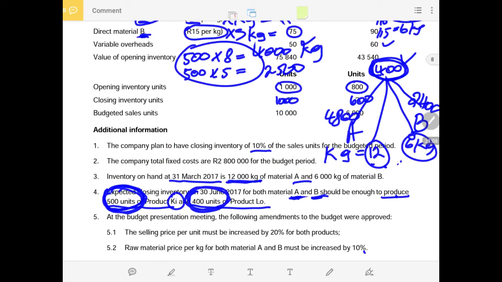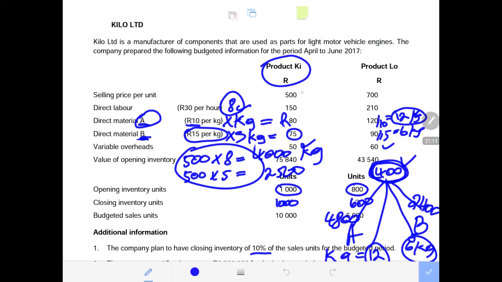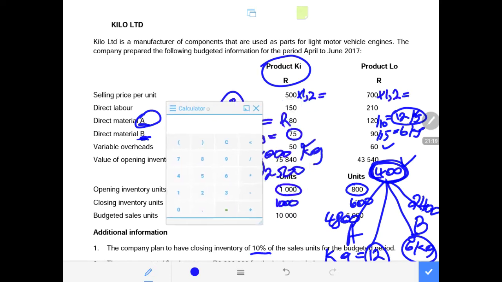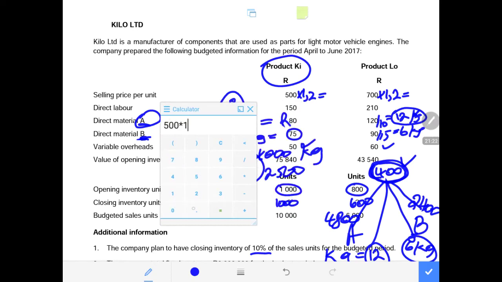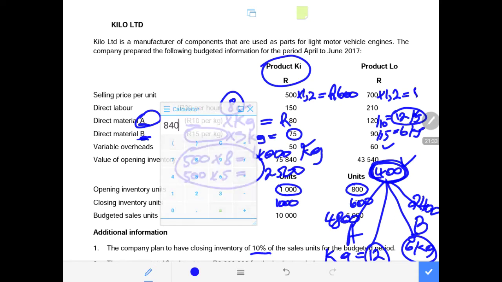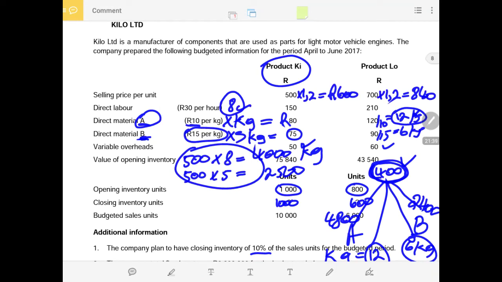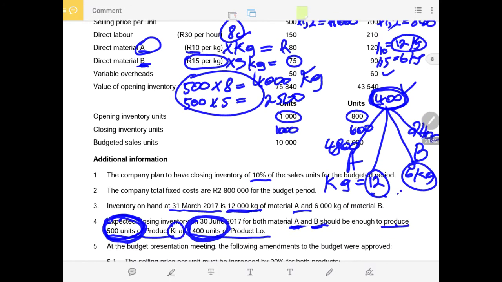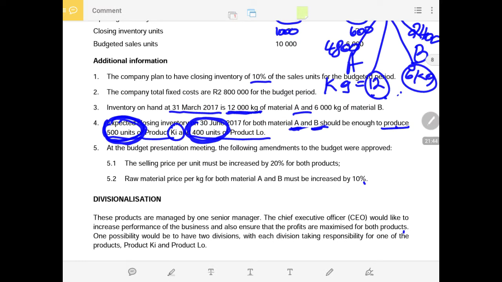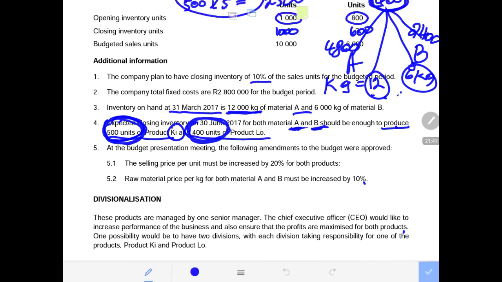That means our selling price, which currently sits at 500, we must increase this by 20% and increase this by 20%, and I'll multiply by 1.2 and 1.2. 500 by 1.2 will give us 600, meaning the budgeted selling price now becomes 600, and 700 by 1.2 will give us 840, meaning we budget to sell our product in this 3 months period at 600 and 840. Obviously, they considered several reasons why the price must go up.